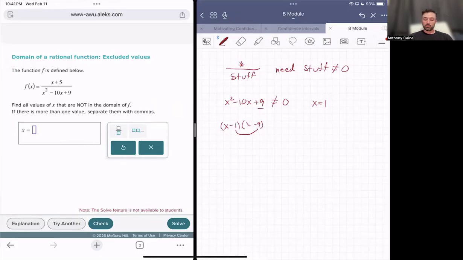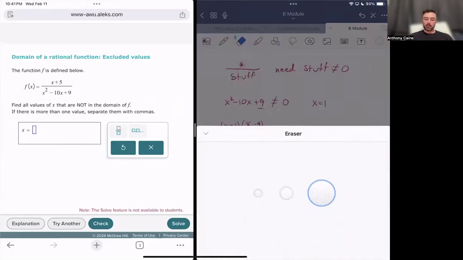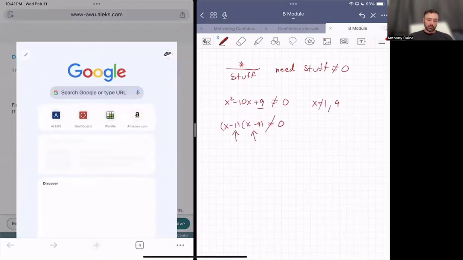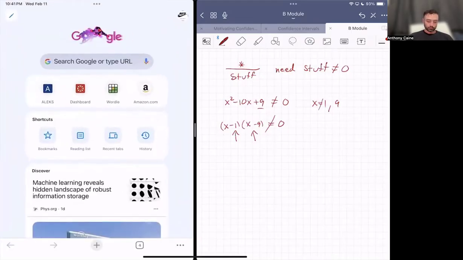So the other bad spot is positive 9, because those are the two numbers where if you plug in 1 or if you plug in 9, then you would get 0, right? But we don't want it to be 0, so we're not allowed to be that. Okay, find all values of x that are not in the domain. It's 1 and 9. But I did say I'd show you how to do this with just graphing.